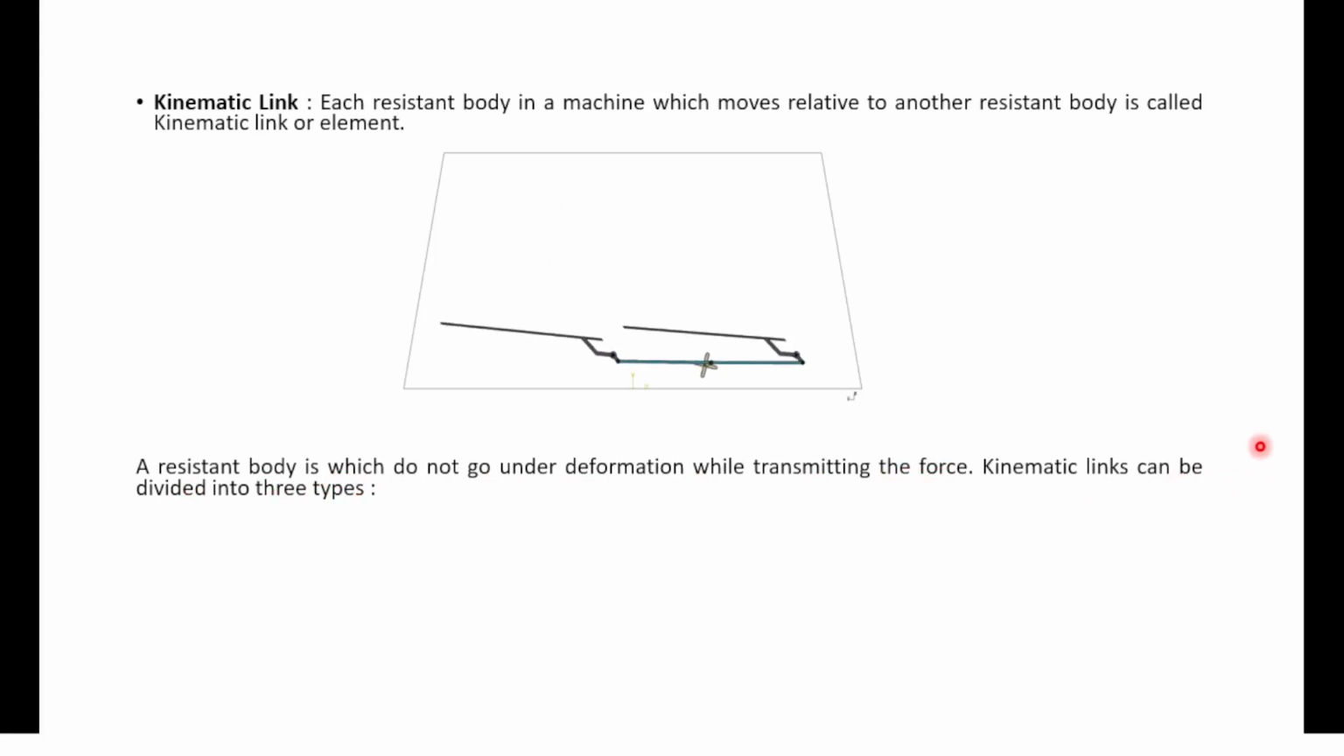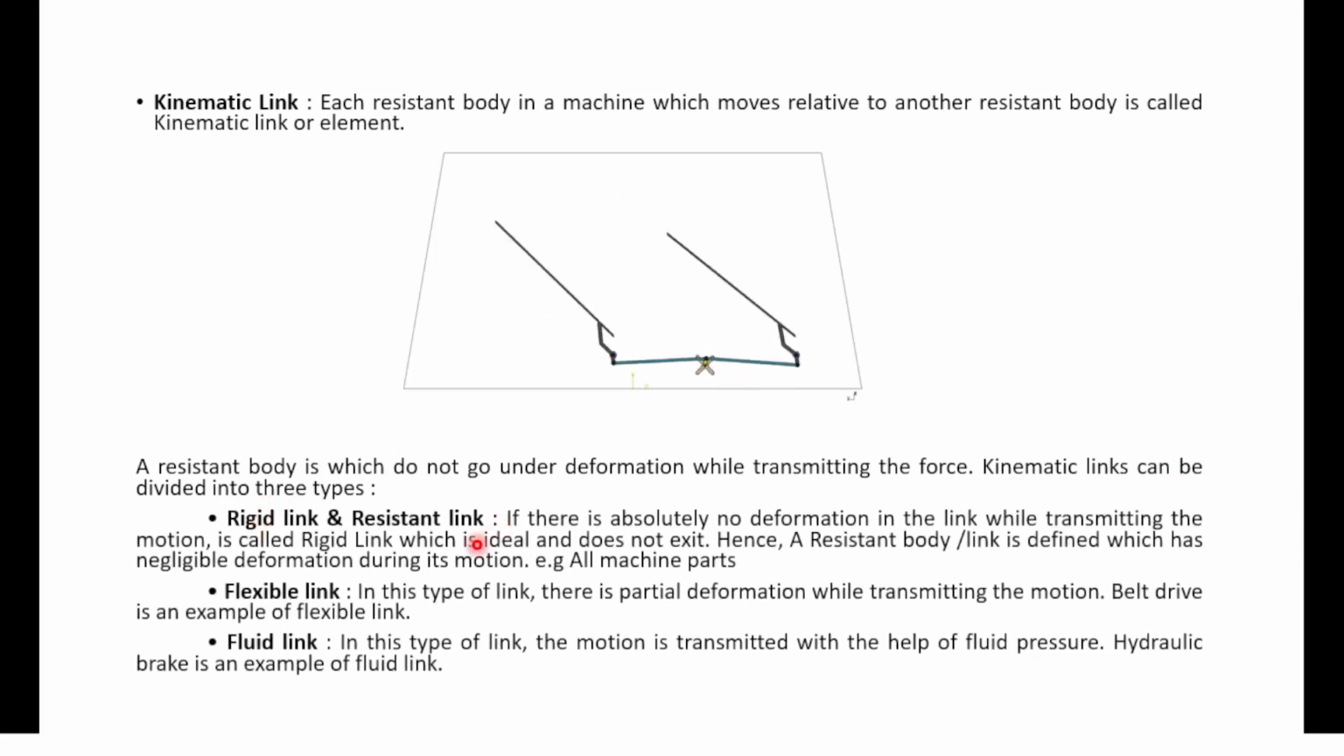Also, the kinematic link can be divided into three parts. The first one is a rigid link, or resistant link. If there is absolutely no deformation in the link while transmitting the motion, it is called a rigid link or resistant link. It is defined as one which has negligible deformation during its motion. For example, we can say all machine parts.